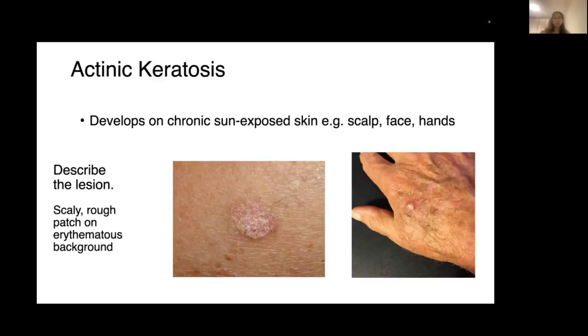So I would describe this as a scaly rough patch on an erythematous background. We can see that it's got that scale, that white stuff at the top. It's probably going to be rough to palpate, and we can see that it's got a reddish erythematous background to it.